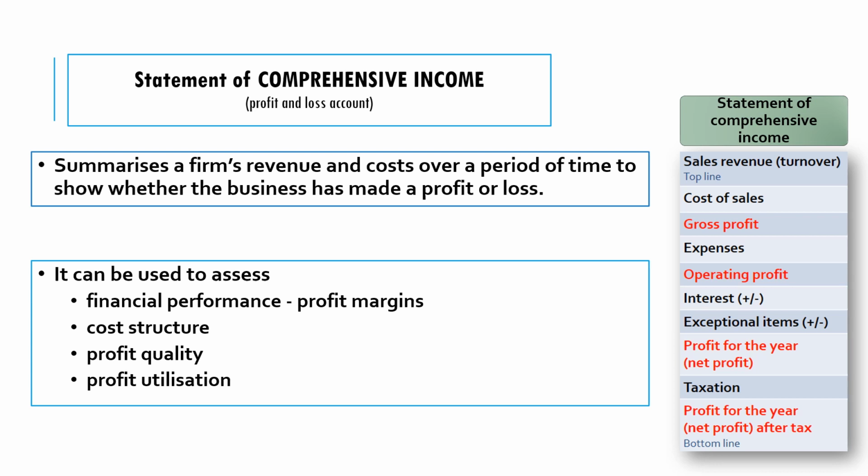Now, it can be very useful because we can use it to assess the financial performance of the business through looking at profit margins. We can also look at the cost structure of the business. What is more significant, the cost of sales, the direct variable costs, or the expenses, the overheads or fixed costs? We can also look at the profit quality by comparing the level of profit at each different stage, and then we can also look at profit utilization. Once we have profit after tax, what do we use that for? Dividends, or do we keep it, retain it within the business's retained earnings?